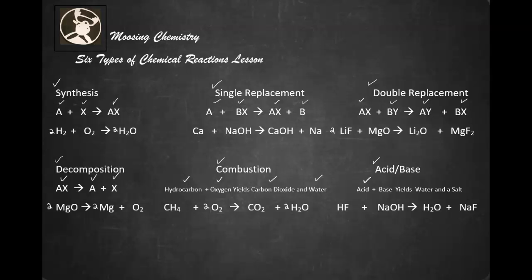All right, the last type of reaction is the acid-base reaction. We take an acid plus a base that yields water and a salt. So we take hydrofluoric acid plus sodium hydroxide, and that will give me water plus sodium fluoride, which is the salt. Let's double check to make sure everything's balanced. We have 2 H's on the left, 2 H's on the right, 1 Na on the left, 1 Na on the right, 1 fluorine on the right, 1 fluorine on the left.